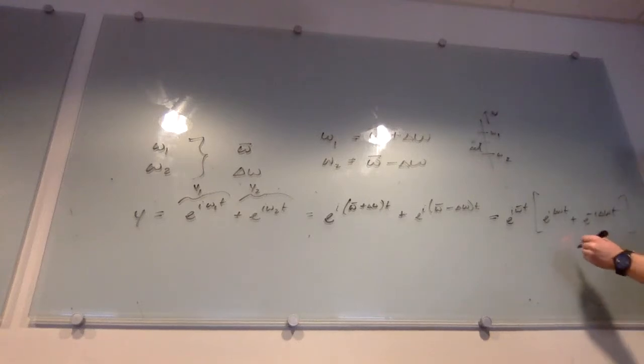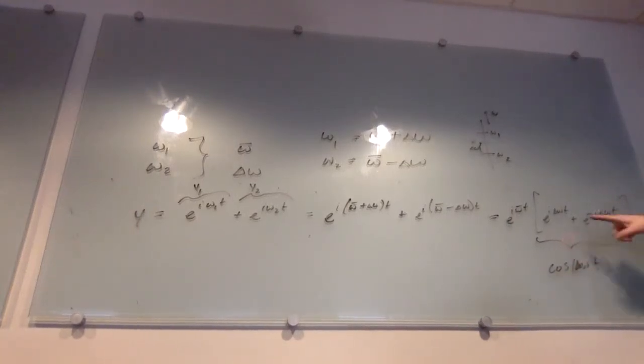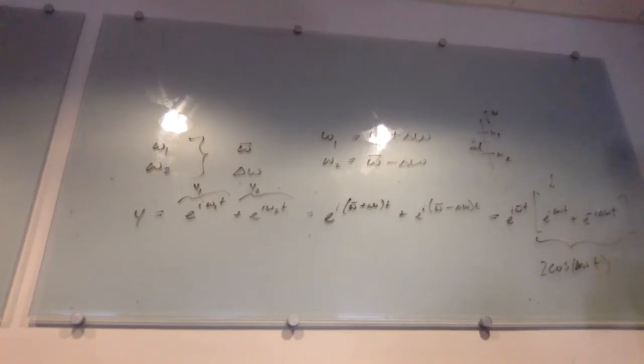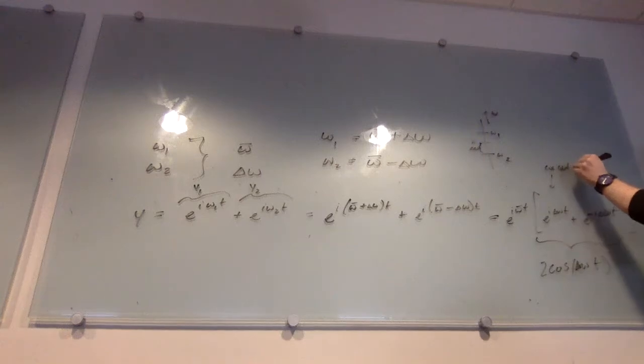And now this thing is, I guess I would write this on your sheet because it's very difficult to derive this. Actually, it's not that difficult to derive this, but you should still write it because it's easy to forget. This is actually equal to 2 cosine of delta omega t. The reason is because this is cosine delta omega t plus i sine delta omega t, right?